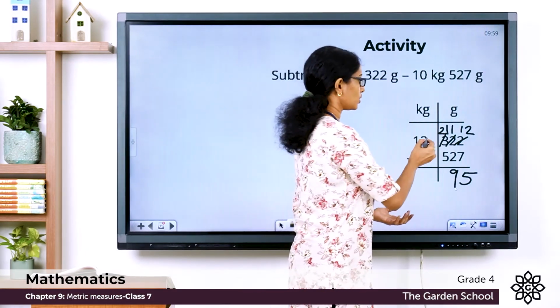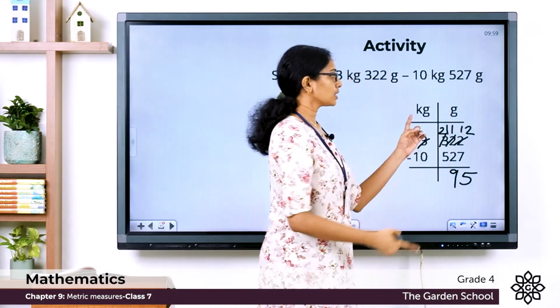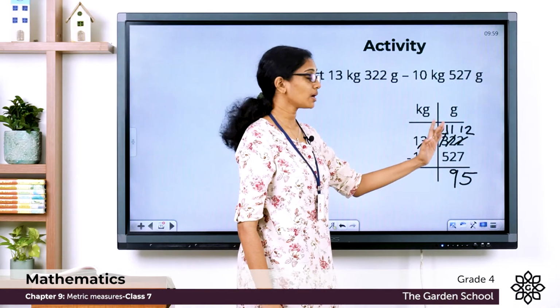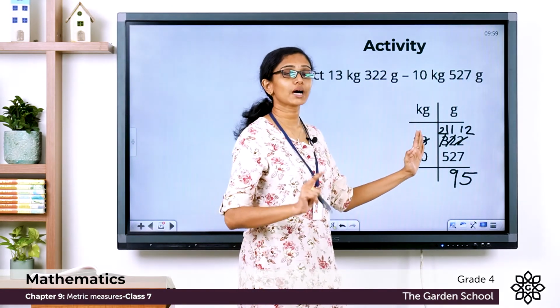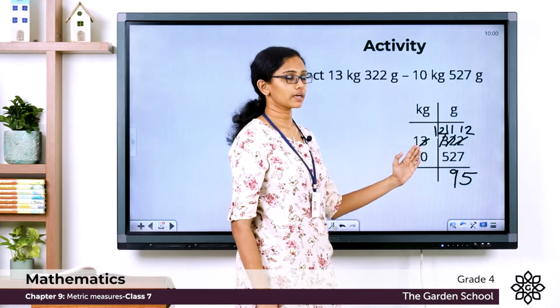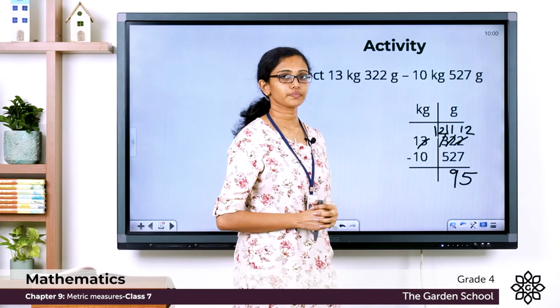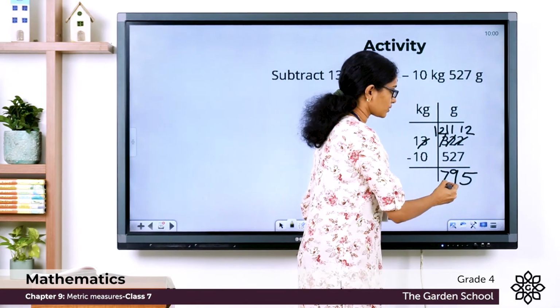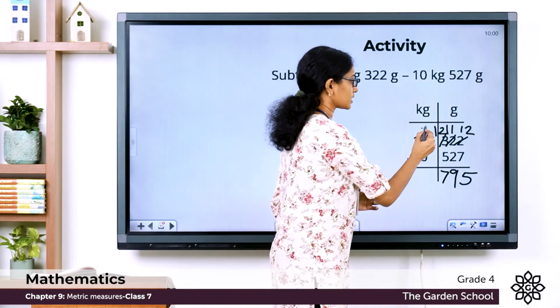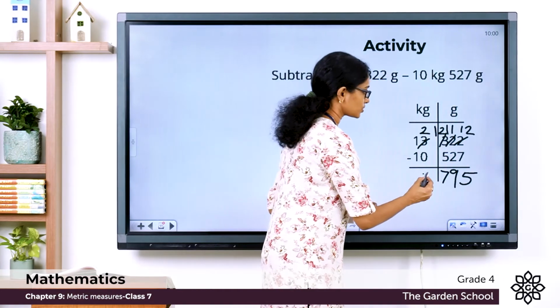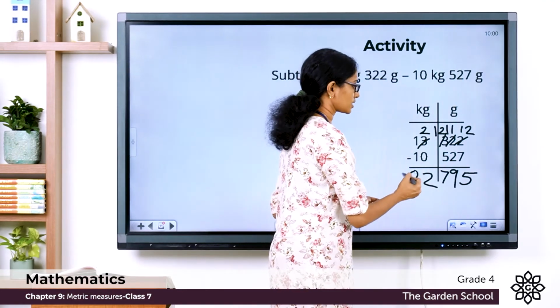We cannot do. Let's borrow 1 kilogram from the kilogram column and give it to the grams column. So you are borrowing 1 kilogram or 1000 grams. So you are going to give this 1000 gram or 1 kilogram to the grams column. So just keep this in mind. Now here it becomes 12 minus 5 which is equal to 7. And here it became 2 kilograms. So 2 minus 0, 2. Now here it is 0.